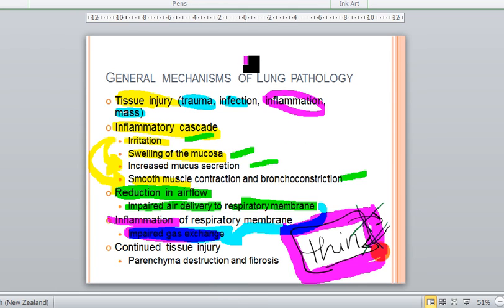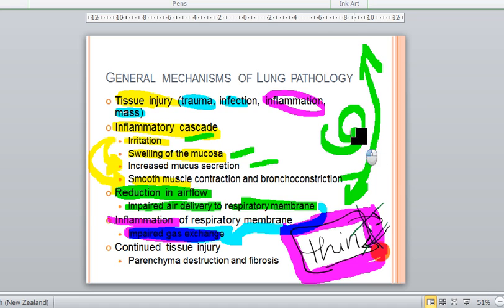If these events continue in a vicious cycle, you end up with the destruction of the lung parenchyma and fibrosis. So when you get to this stage, you actually have permanent damage to the structures of the lung.